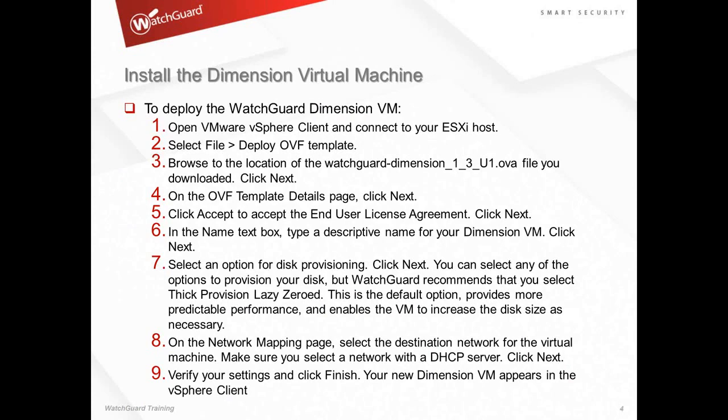As we look at the directions for how to install the Dimension virtual machine, these are the steps that we're going to be going through. We're going to deploy the WatchGuard Dimension virtual machine. We're going to connect to our ESX host. I've also used Dimension within VM Workstation. So we're going to go File, Deploy OVF Template. We're going to browse to the OVA file, accept the EULA, the end user license agreement, and provision the disk.